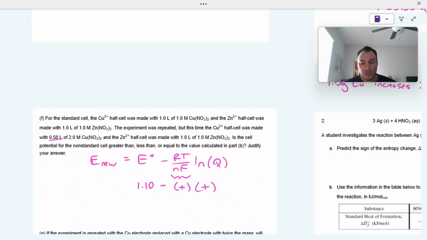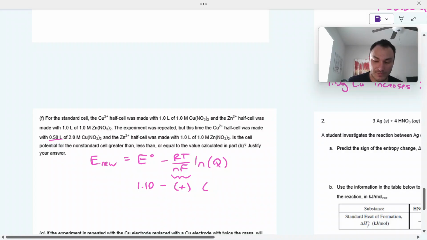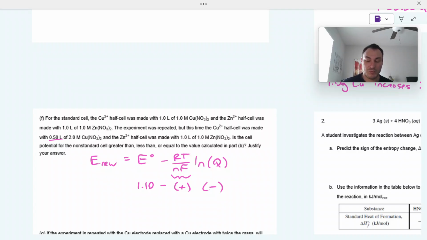We're going to be taking 1.1 and subtracting a positive, which means our cell potential is going down. If Q is less than 1, then the natural log of a number less than 1 will give you a negative, which means we will be subtracting a negative, which actually means we're going up in voltage. So it's all about just finding Q.